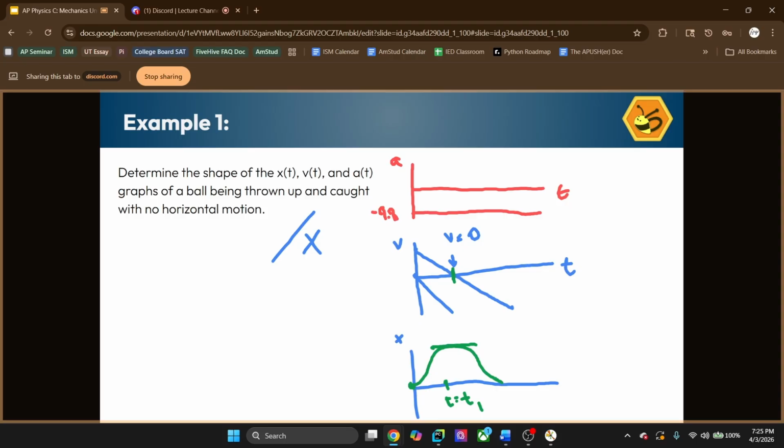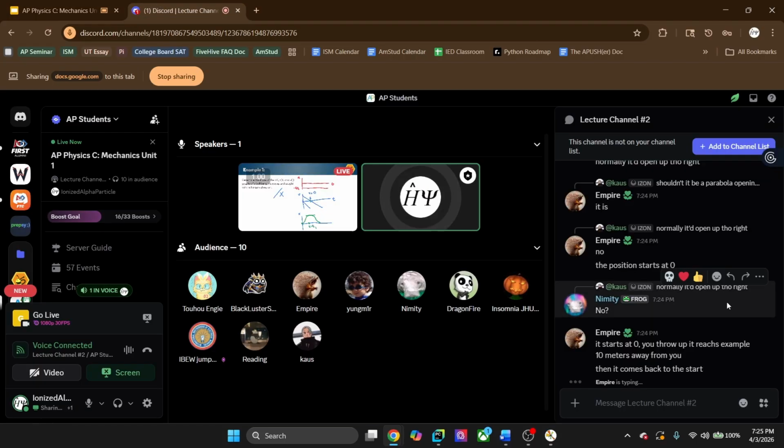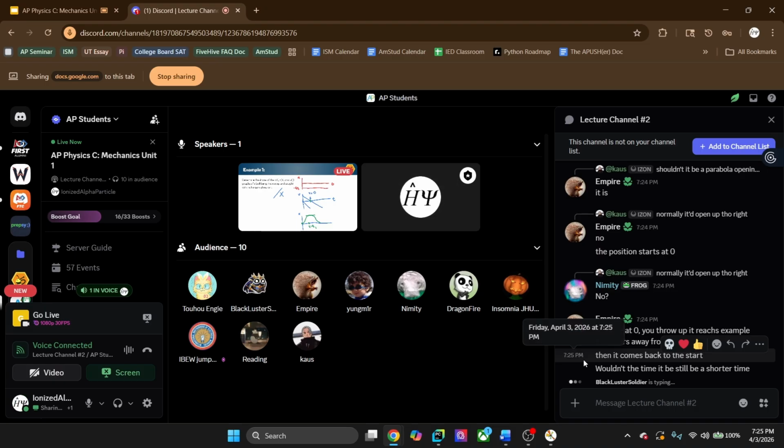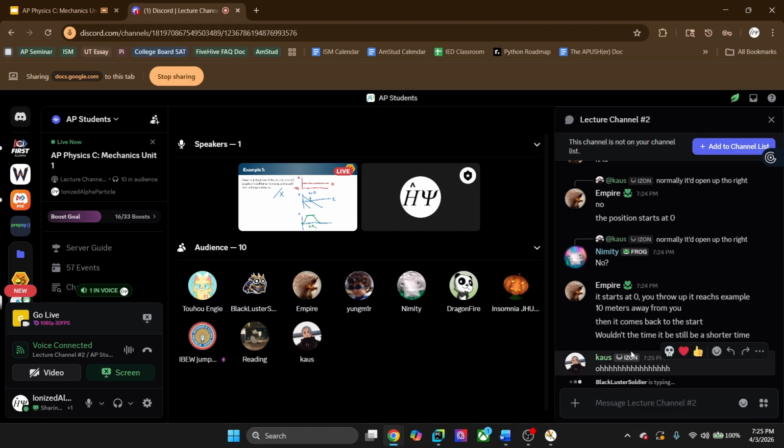So these are the three graphs. Notice how I started at the acceleration graph, because in these situations we know immediately that acceleration is a constant. So from there you can reconstruct essentially the other two graphs. It starts at 0, you throw it up, reaches 10 meters away from you, and then it comes back to 0. That the times will be a shorter time.